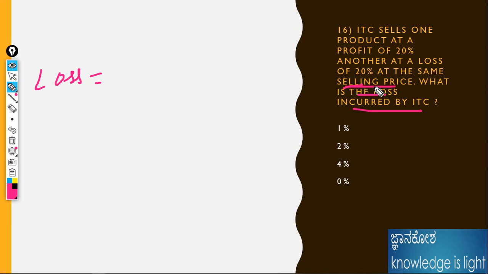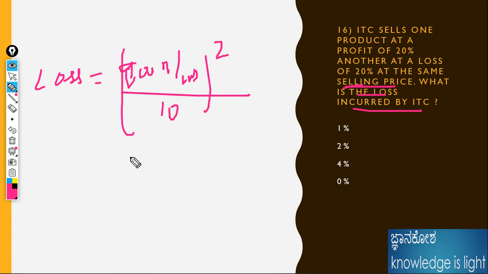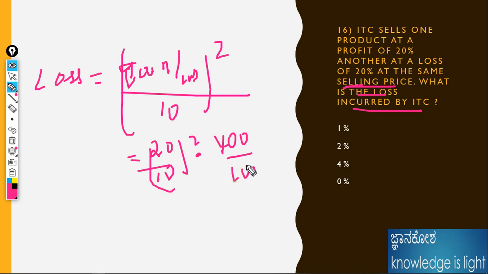for that time, please use the formula: common gain or loss divided by 10, the whole square. Understand? Therefore, what is the common thing? 20%. Here the gain and loss are given as 20. That means 20 divided by 10 the whole square. I am showing the shortcut method here. If you remember the formula, 400 by 100, that means 4% loss.